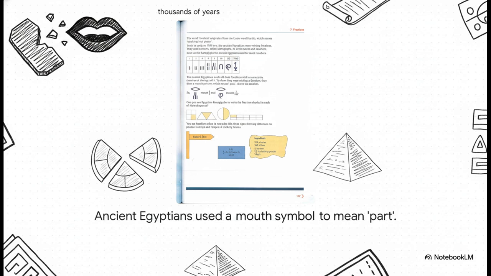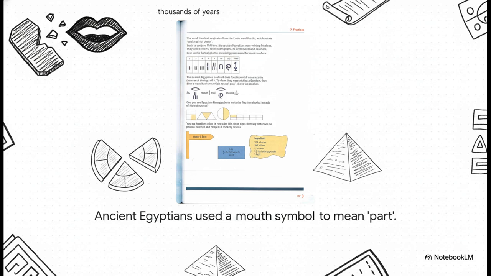But get this, as early as 1800 BCE, ancient Egyptians were already using them. To show that they were writing a part of a number, they drew a picture of a mouth, which literally meant part, right above a number hieroglyph. So a mouth symbol drawn over 3 vertical lines, that meant 1/3.